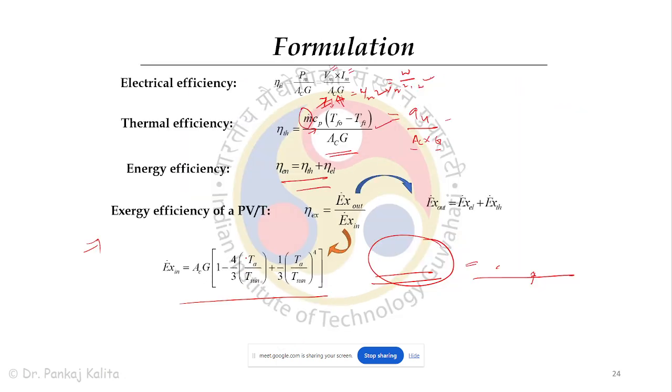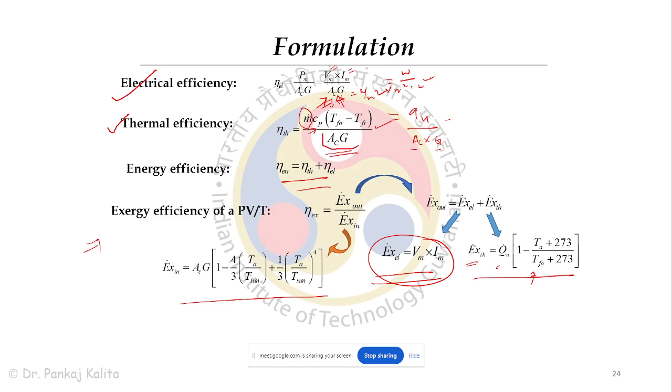If you want to calculate the different parameters of this PV plus thermal system, we already know how to calculate the electrical efficiency. It's basically your output over input, right? Your input is the incoming solar flux onto the solar PV times the area of the collector, and your output is whatever power you are getting from the particular module. Right. If you're talking about thermal efficiency, we also know how to calculate that.